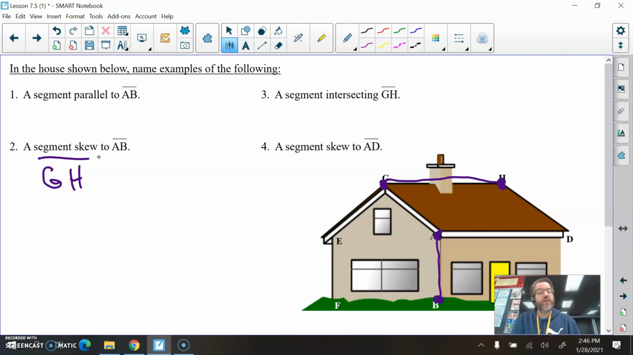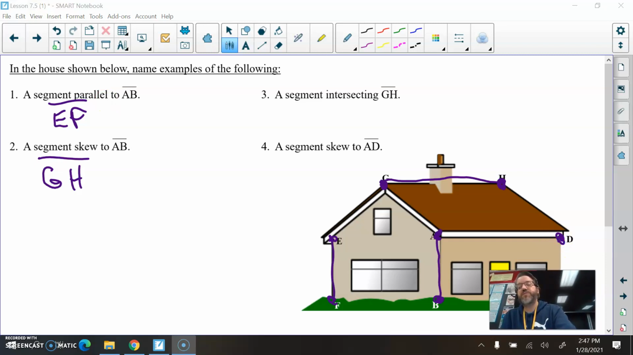Okay? We're running low on time. So very quickly, if I want to find something parallel to segment AB, well, how about segment EF? That's parallel to it. Or segment DC. Oops, I'm messing with my picture there. Over here. All right, I'm about out of time, so I'll see you tomorrow.